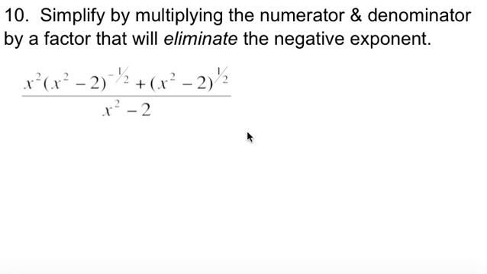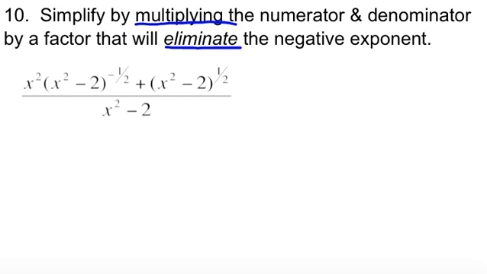We're going to take a look at a couple other problems. There's some other tools that we can use to simplify things. So on number 10, we are asked to simplify by multiplying the numerator and the denominator by a factor that will eliminate the negative exponent.